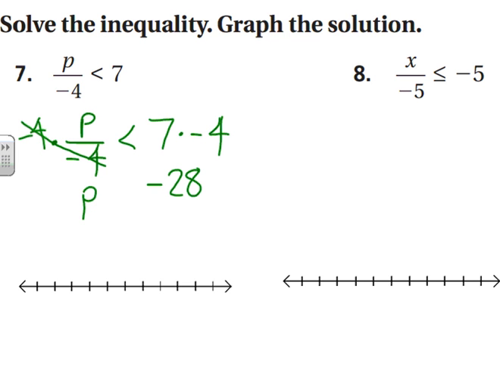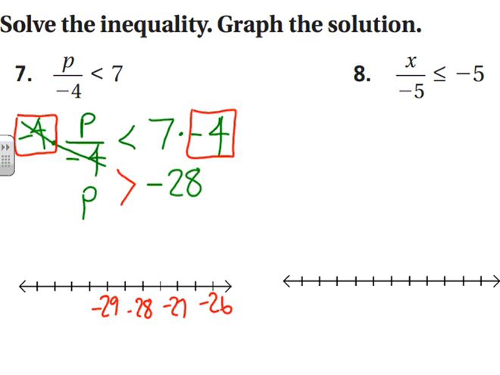Since we multiplied by a negative number, okay, so the number on both sides that I put there is negative, that tells us to flip our inequality symbol. So p is greater than negative 28. So we have negative 28, negative 27, negative 26, negative 29, negative 30. This is an open circle going to the right.